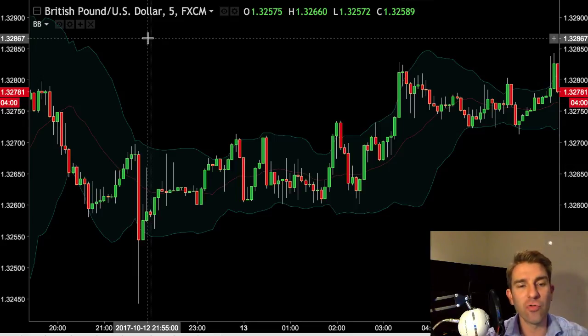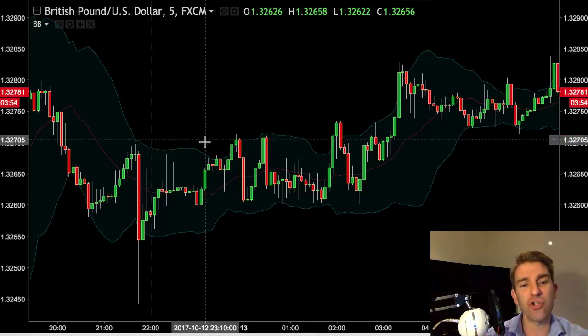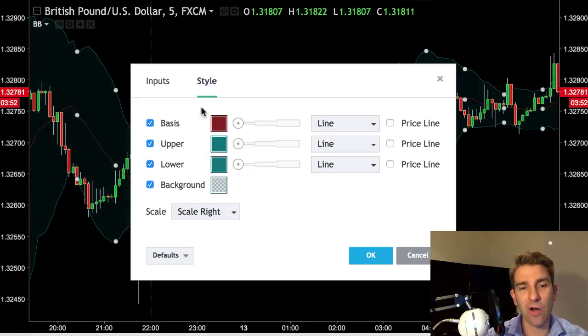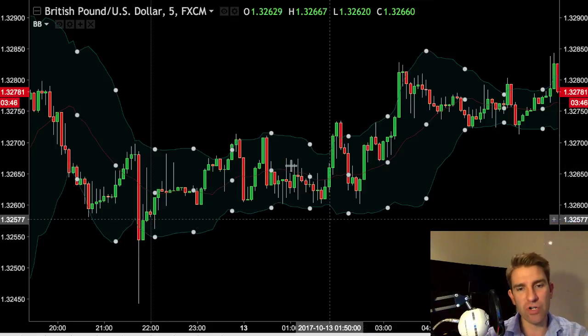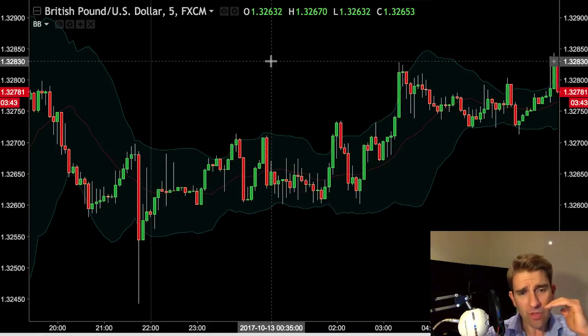Let's talk about the actual rules of it. So pound US dollar, euro US dollar, 5-minute chart, using a Bollinger Band with your standard chart settings. In this case, I've got it on 20 period, which is normally a standard for most charting packages. 20 period, 2 standard deviations. Pretty good so far.